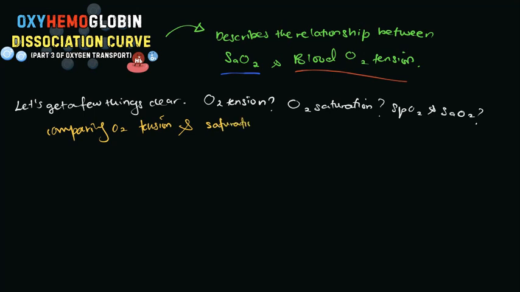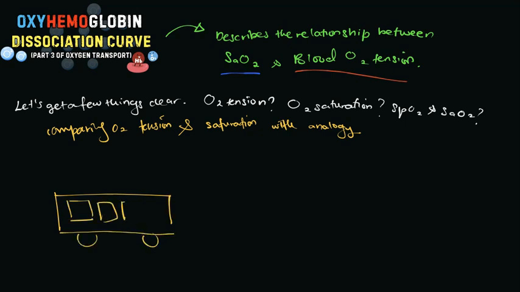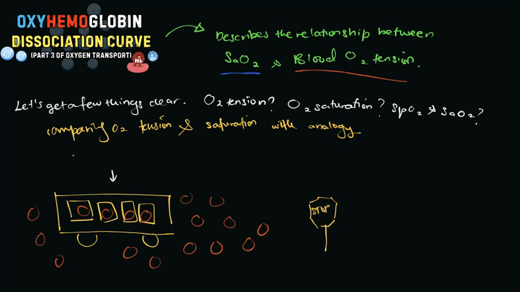We want to look at how oxygen tension and oxygen saturation are visualized through analogy. So if you take the same bus analogy, you have here 4 compartments, and this is at a bus stop. So the hemoglobin or the bus will carry 4 oxygens, and you also have oxygen around the bus, or passengers around the bus. You have a few here and a few there and a lot here.